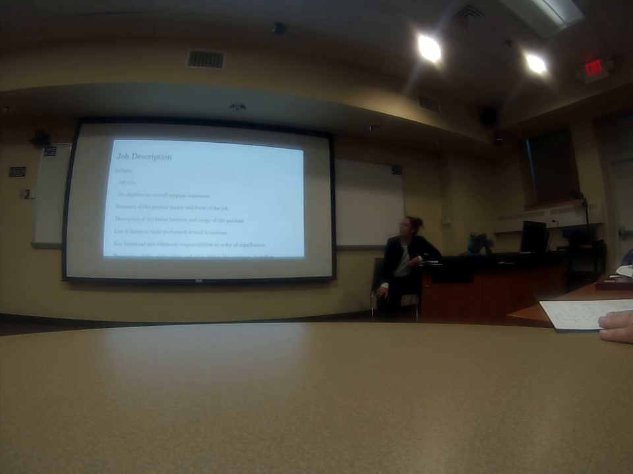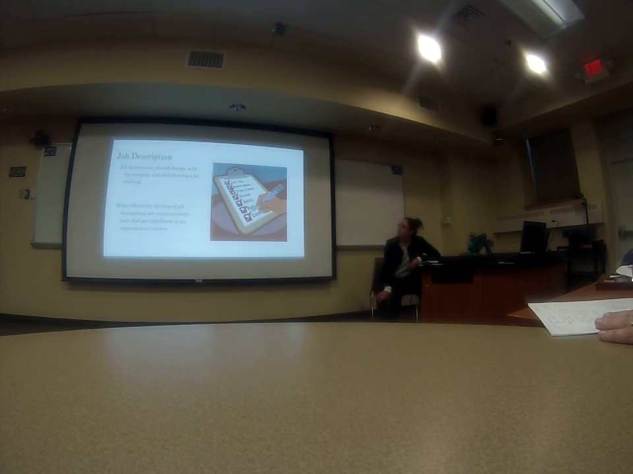So job descriptions include the job title, job objective, or overall purpose statement, summary of the general nature or level of the job, description of the broad function and scope of the position, list of duties or tasks performed that are critical to success. Additional items that are more specific to recruiting situations include job specifications, standards, and requirements, job location where work will be performed, the equipment used to perform the job, and any collective bargaining agreements if employees are members of the union. So job descriptions should change with the company and should always be evolving because the company is never stagnant. And when effectively developed, job descriptions are communication tools that are significant in an organization's success.